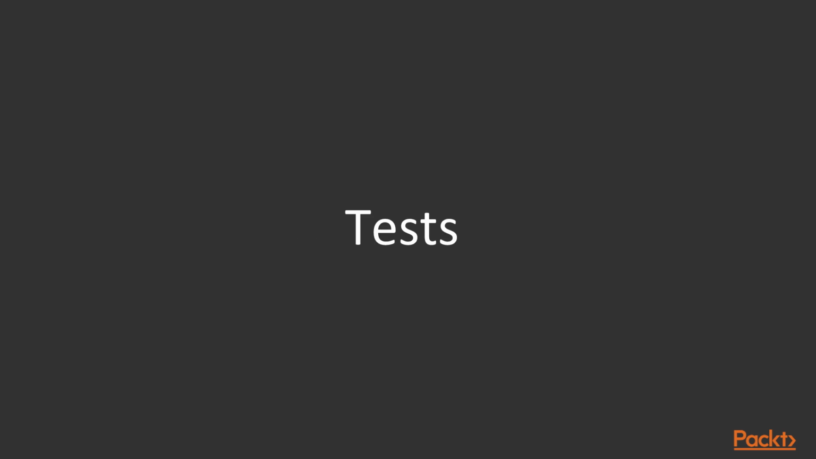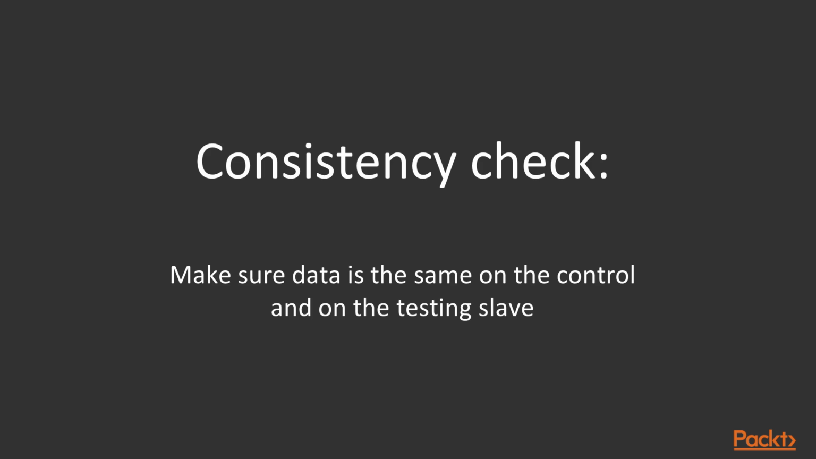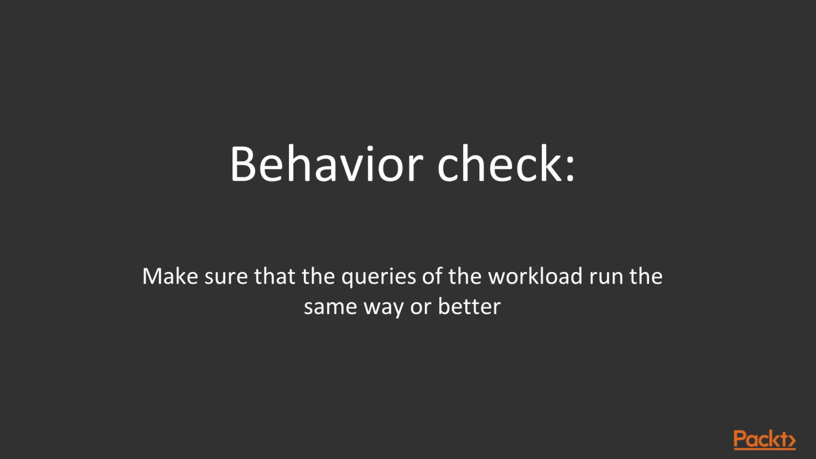Let's discuss the tests that we are going to perform on this setup. First, we will do a consistency check to make sure that the data is the same on the old and the new version. Then we will check how the individual queries behave in order to make sure that the queries of the workload are running the same way or better than the previous version, or they have an acceptable level of performance degradation. That can be an option as well, like if 80% or 90% of the queries are running faster, and there is a small subset which are running slower, but it's acceptable for them to run slower, that's an option as well.